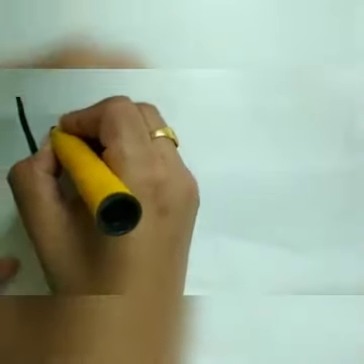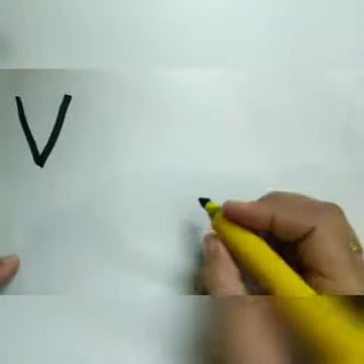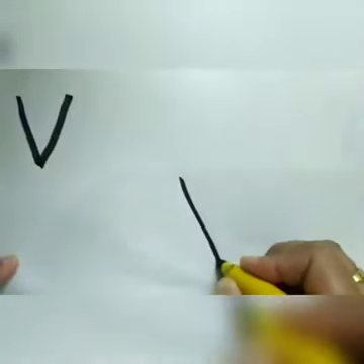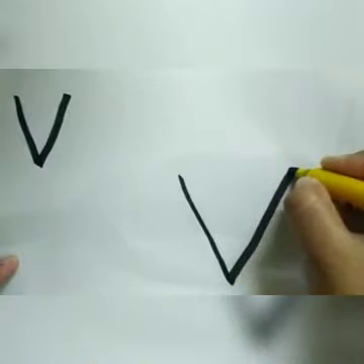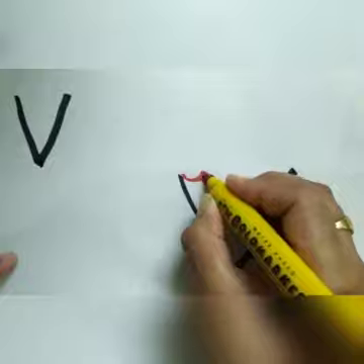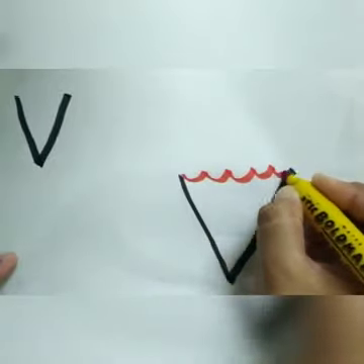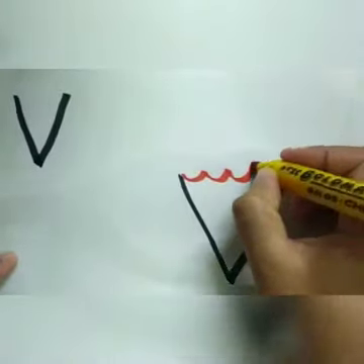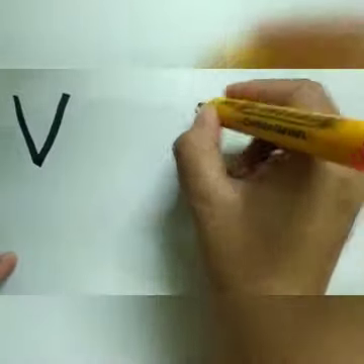Now next letter is letter V. I make V like this. This is capital letter V. And I am making a big capital V here to make drawing. Now I'm making a small design here like this. And now I'm making two stems like this.